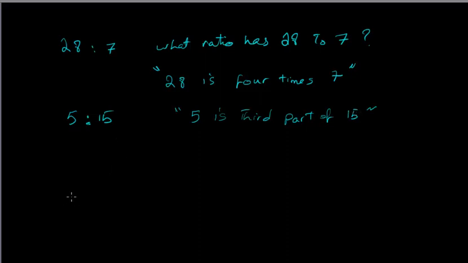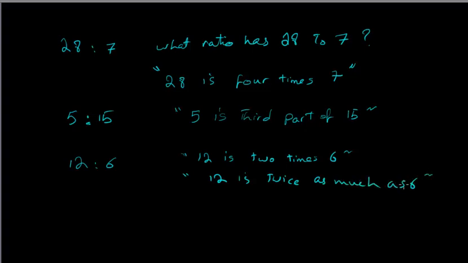Let's say what ratio has 12 to 6? 12 is 2 times 6, or you can say 12 is twice as much as 6. Or you can even say 12 is double 6. But you always use a complete sentence.